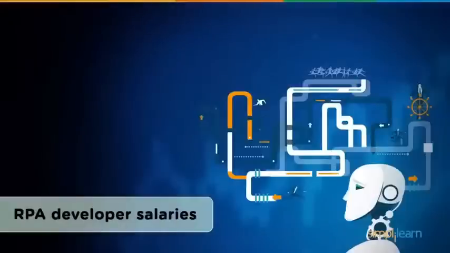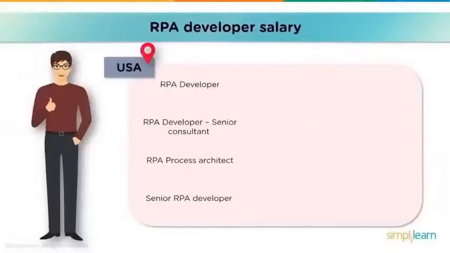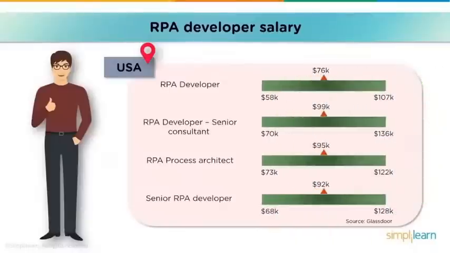Next up, we have RPA developer salaries. Now, the salaries will differ depending on your location, your experience, and also the designation. Now, in the US, here are the job salaries and the roles. According to Glassdoor, an RPA developer in the US earns around $76,000 per year. An RPA developer senior consultant earns around $99,000 per year.